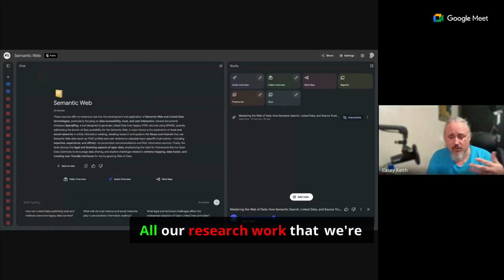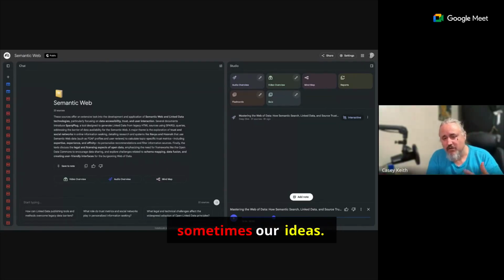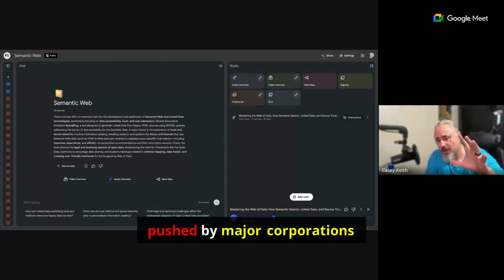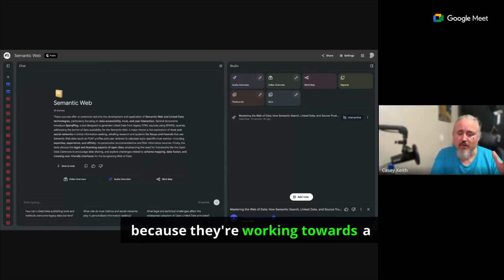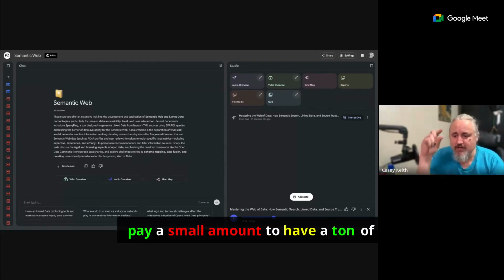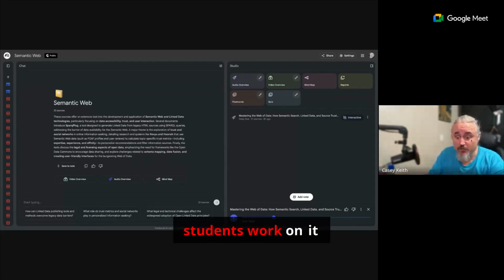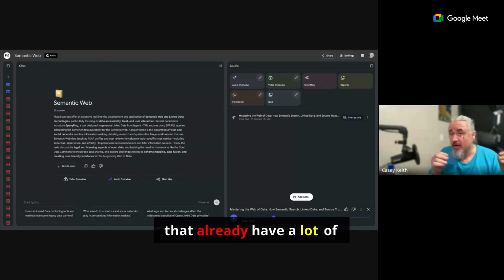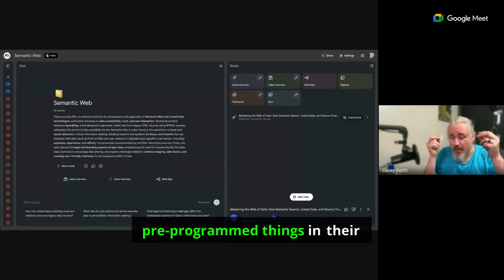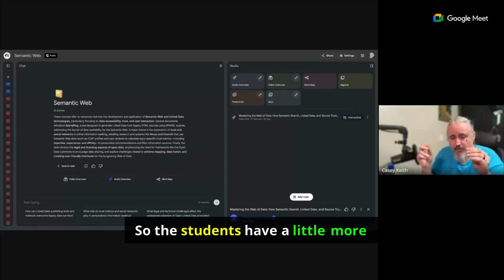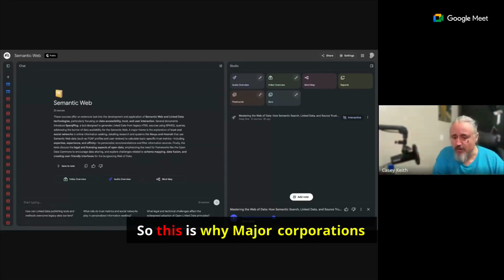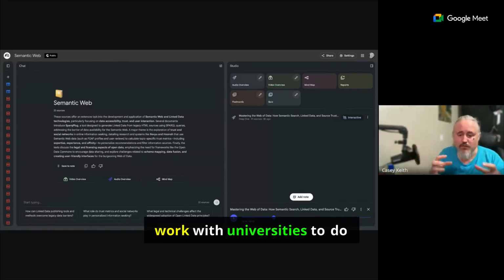All the research work that we're doing in school is sometimes our ideas, but it's almost always funded and pushed by major corporations because they're working towards a future, and it's easier for them to pay a small amount to have a ton of students work on it rather than hiring and dedicating data scientists that already have a lot of pre-programmed things in their head. So the students have a little more creativity because they don't have all this background knowledge clouding their thought. So this is why major corporations work with universities to do research.